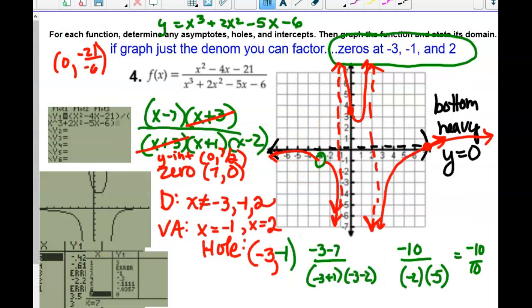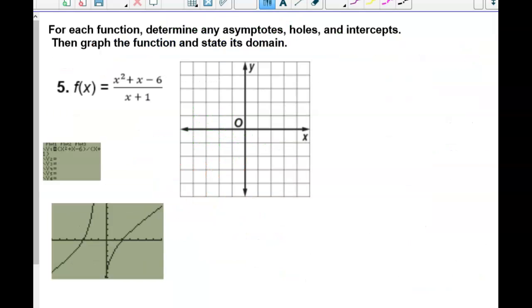All right. Any questions about that one? All right. One more example? Yes? Okay, here we go. Factor the top for me, somebody.